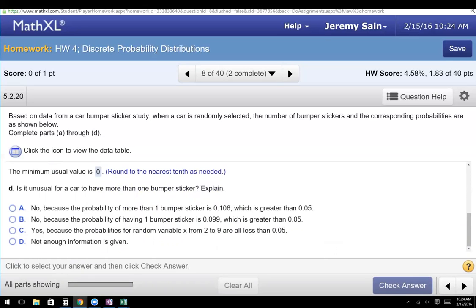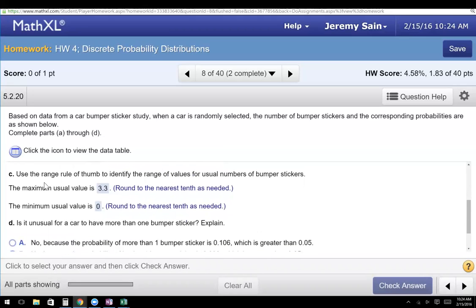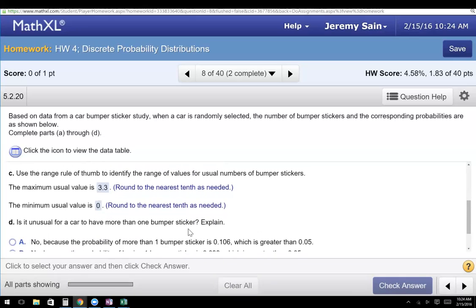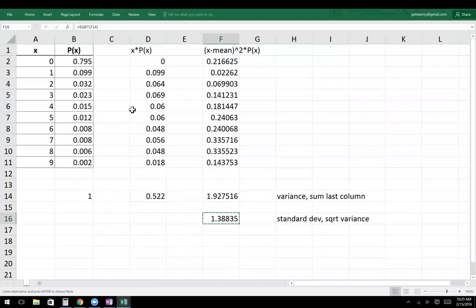Is it unusual for a car to have more than one bumper sticker? Well, it says the maximum usual value is 3.3, so okay. Let's actually look at the data again. If I look at the probability of one bumper sticker or more, that's like a 20% chance, so that's not bad.